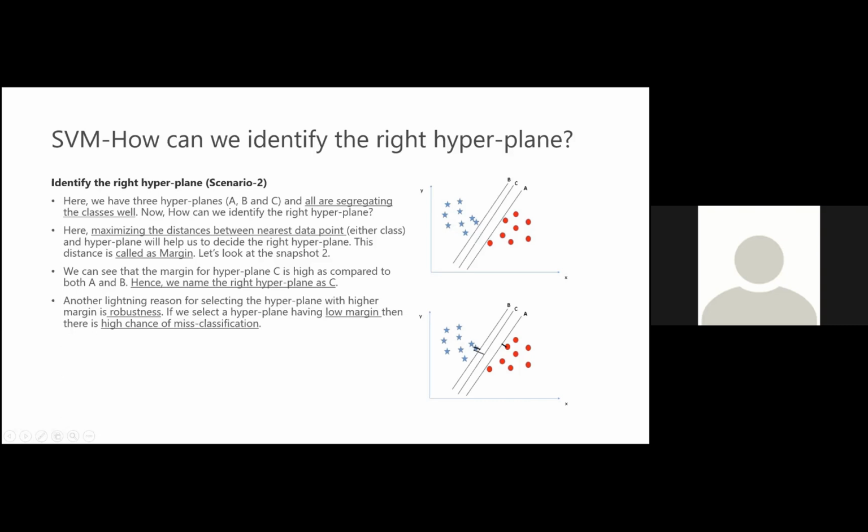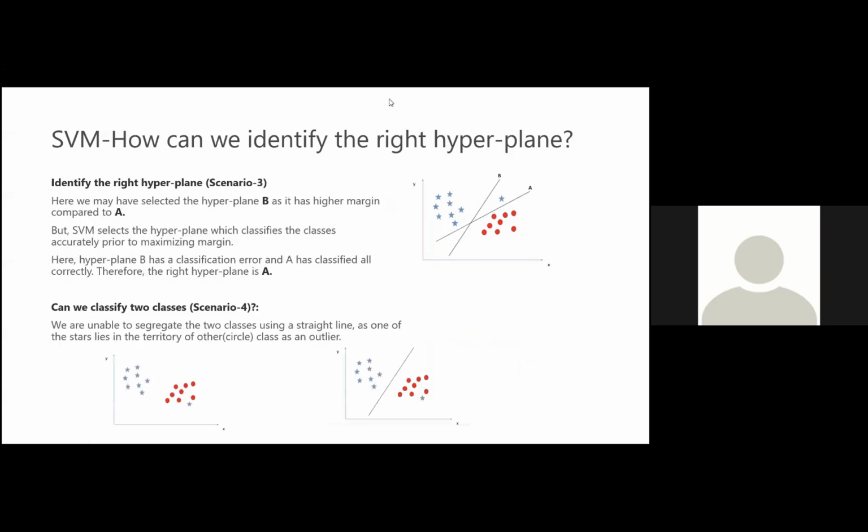So the margin for hyperplane C is more for this class and also for this class. Since the margin is more, we consider that hyperplane C is the best hyperplane among these three. On the flip side, if we choose a hyperplane which has less margin, then there are more chances of misclassification when the algorithm iterates. So selecting a hyperplane which has a high margin also increases the robustness of the algorithm.